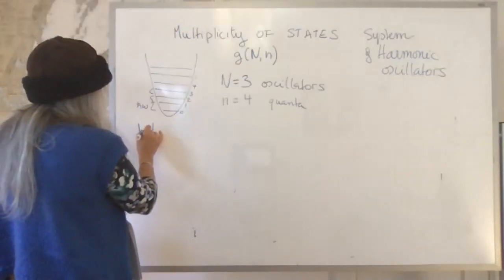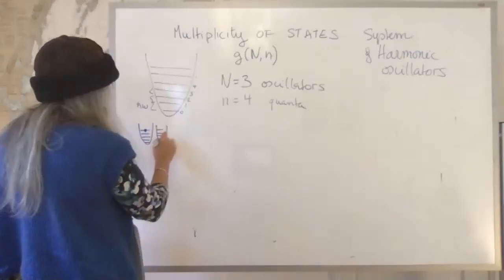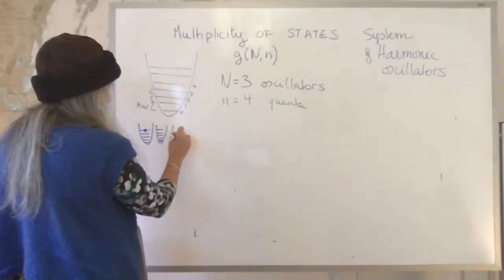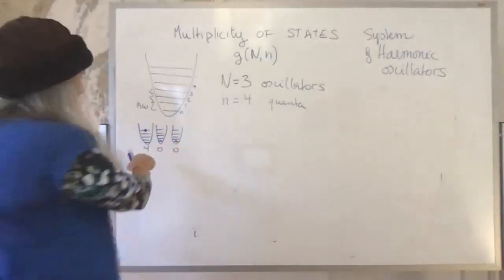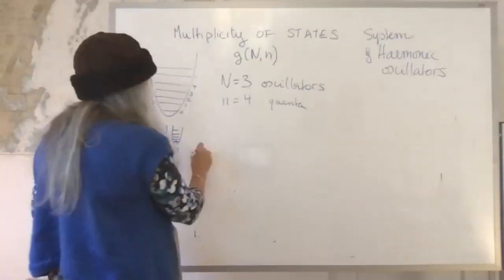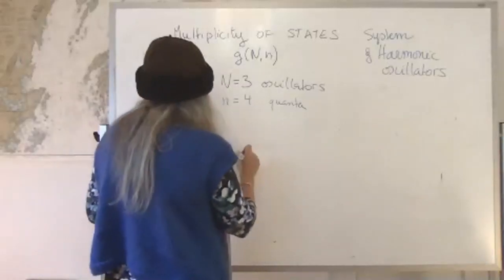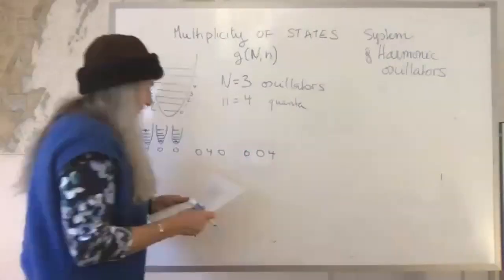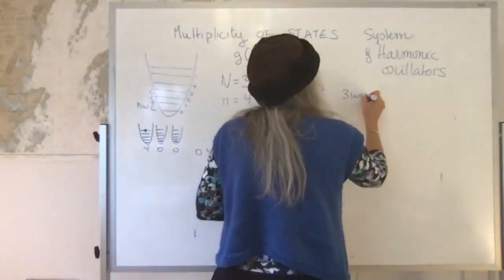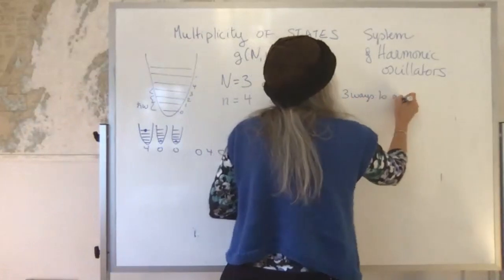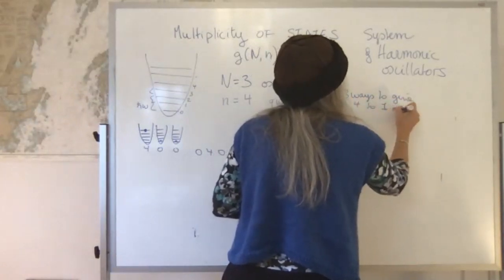So I can give all 4 to the first one, and then the other 2 have to be down at the ground state. So this is 4, 0, 0. But I can give them all to this one, so it's 0, 4, 0. And I can give them all to the last one, 0, 0, 4. So there are 3 ways to give 4 to 1 oscillator.